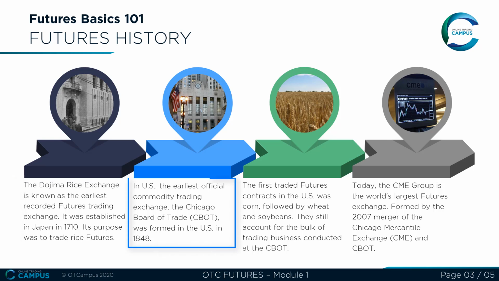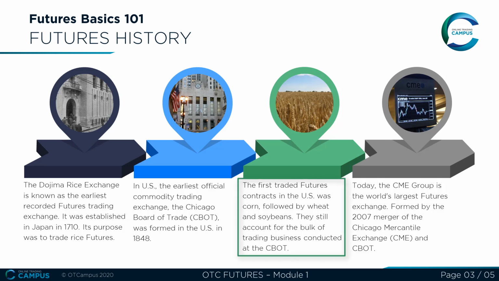The United States had the earliest official commodity trading exchange in the West, the Chicago Board of Trade, short CBOT, formed in 1848. The CBOT arose in the aftermath of railroads and the telegraph connecting the agricultural marketplace hub of Chicago with New York and other cities in the eastern US. The first traded futures contracts in the US were for corn. Wheat and soybeans subsequently followed, and these three basic agricultural commodities still account for the bulk of trading business conducted at the CBOT.